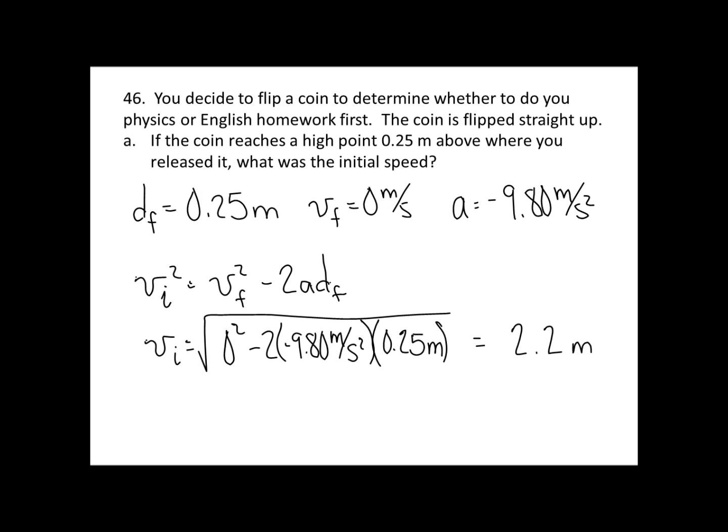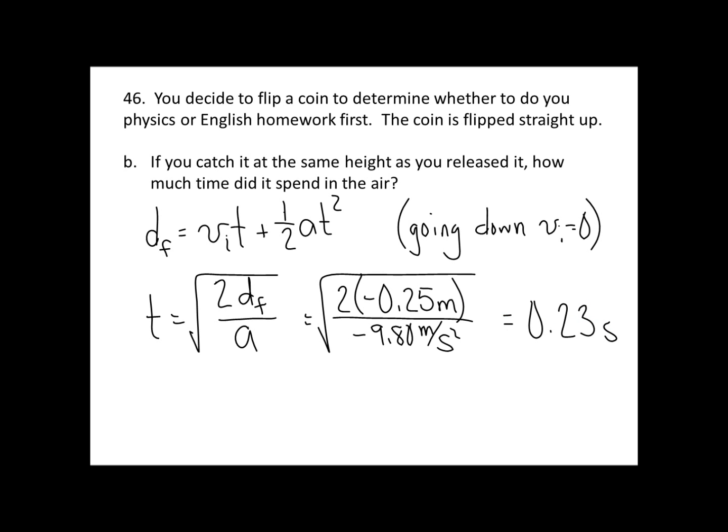So for part A, we know that DF is 0.25 meters. We know that V final is 0 meters per second. That's because it's at the top of its motion, because it stopped for an instant. We're going to use this equation that doesn't have time, and we find out that its initial velocity was 2.2 meters per second. I forgot my per second there. Oh well. We'll move on with it.